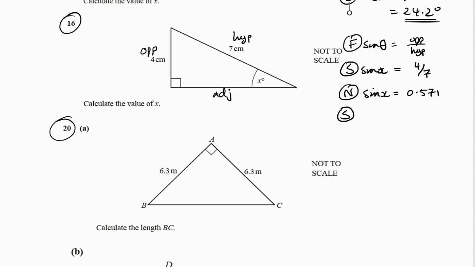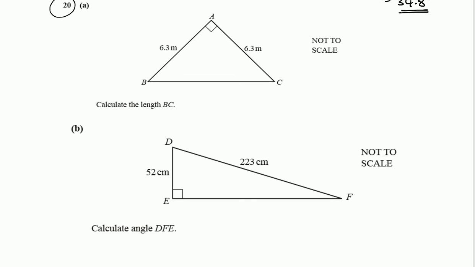To solve the equation, I need to get rid of that sine. I need to shift that sine out of the way. So I'm going to press the shift key on my calculator to say inverse sine of 0.571. And that's getting me 34.8 degrees. Now in the next question, we're dealing with a Pythagoras theorem question. I know this because they're not talking about these angles down here or down here. I want to work out the length BC.